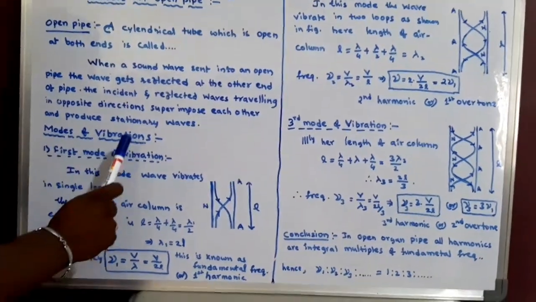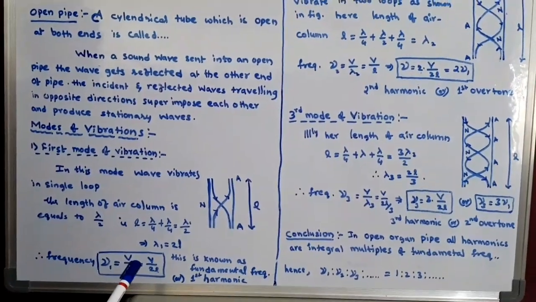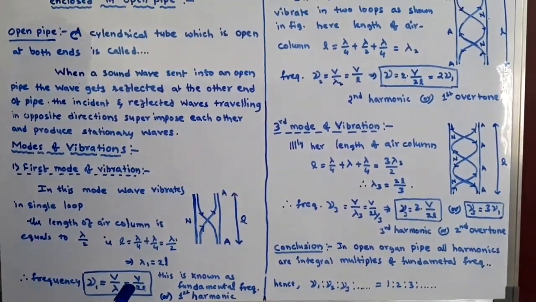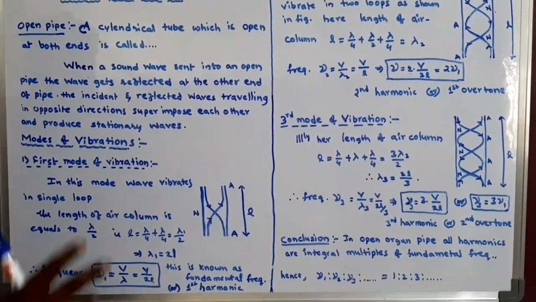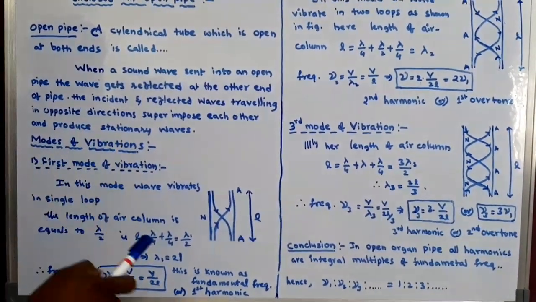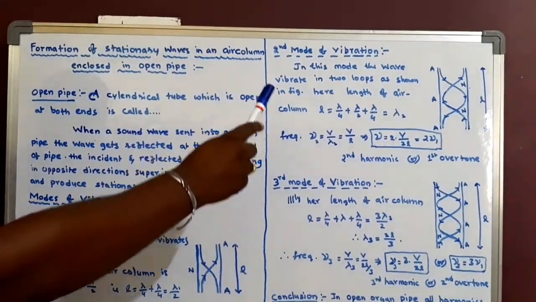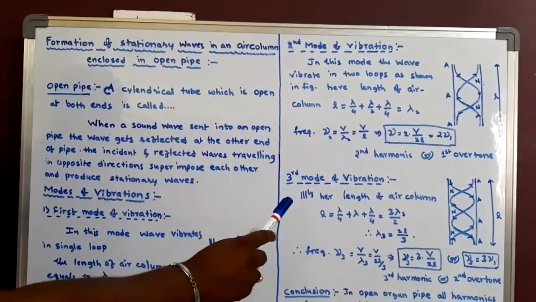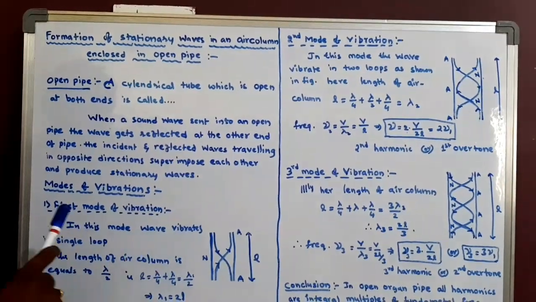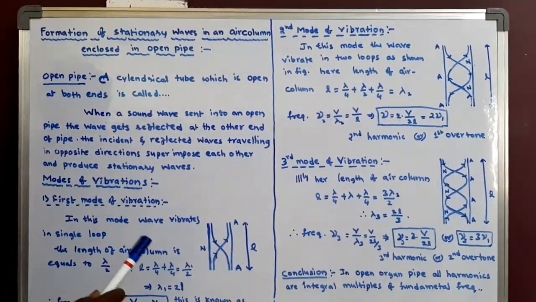So let us see the modes of vibration. There are different kinds of modes of vibration seen in the open pipe. Here I take only three modes of vibration: the first mode of vibration, the second mode of vibration, and the third mode of vibration. Once again, there are different modes of vibration seen in the open pipe.